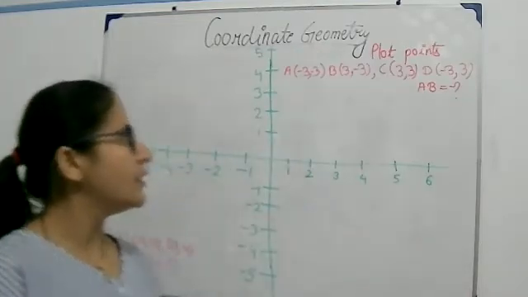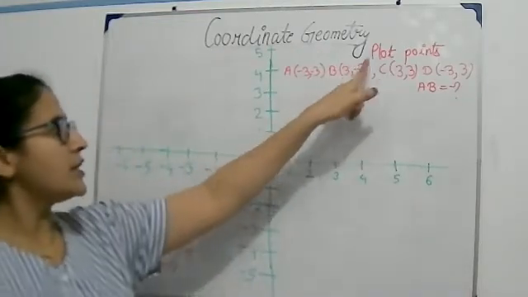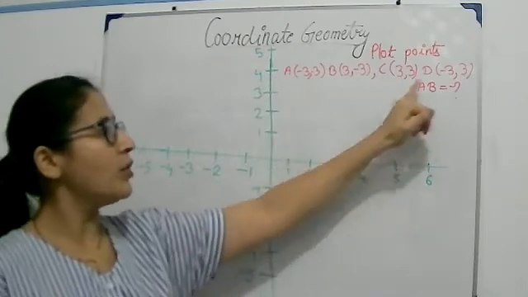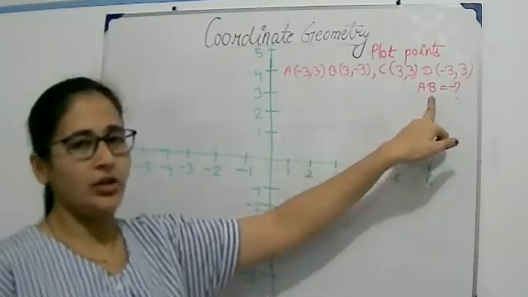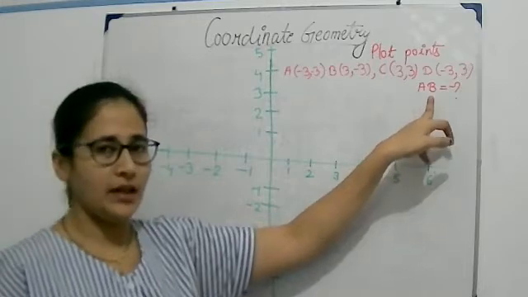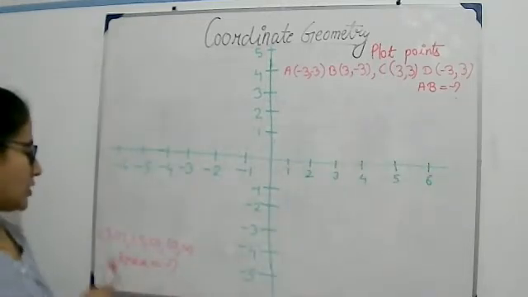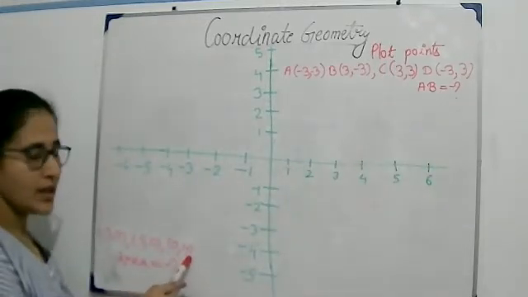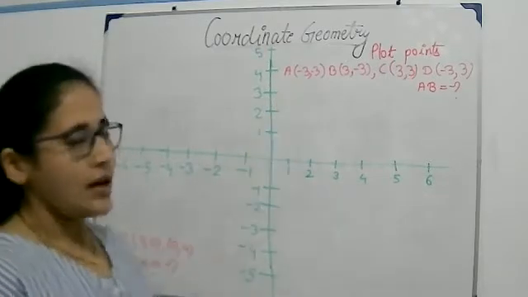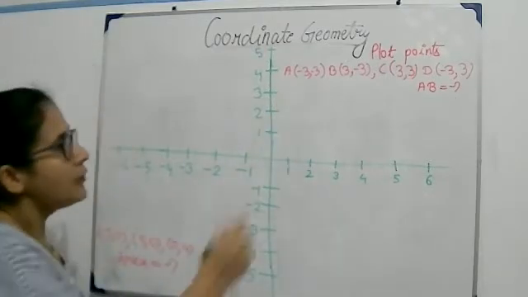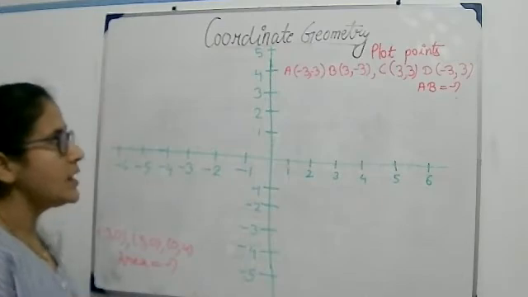Okay, so let's see here. There are two questions. First is plot points. There are 4 points. We have to plot them first and then find the length of line segment AB. And in the second question, we have to plot these 3 points and then find the area of the figure. Let's start with the first one. We have to plot all 4 points.